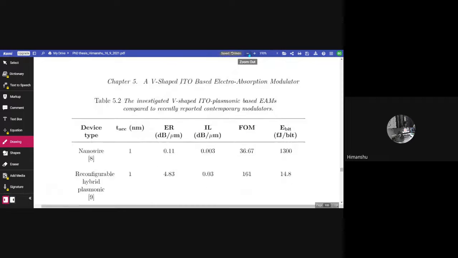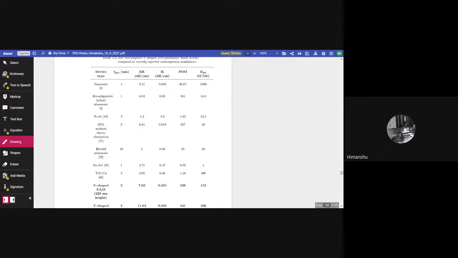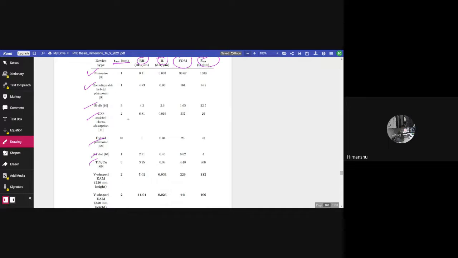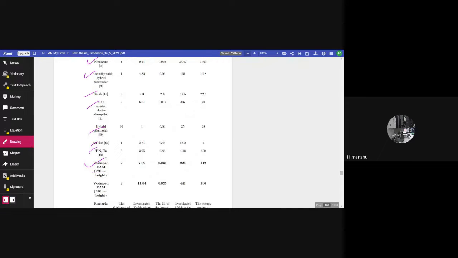Now here in table 5.2, it shows the investigated V-shaped ITO plasmonic based EAMs compared to recently reported contemporary modulators. So different kinds of modulators are here. We can see reference 8, reference 9, reference 10, 11, 59, 60, and their parameters in terms of thickness of the accumulation layer, denoted by TACC, extinction ratio denoted by ER, insertion loss denoted by IL, figure of merit denoted by FOM, and energy consumption per bit denoted by E bit. So we are comparing these values with the values of the device which we have proposed, that is the V-shaped EAM having a 220 nanometer height, and the V-shaped EAM having a 350 nanometer height.